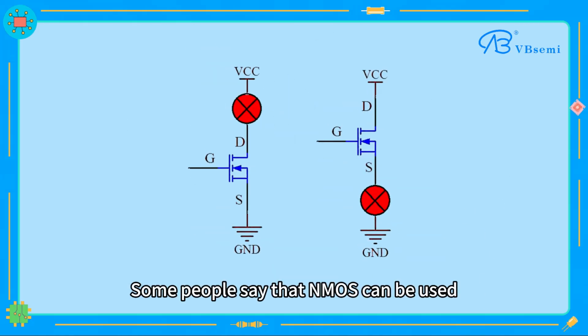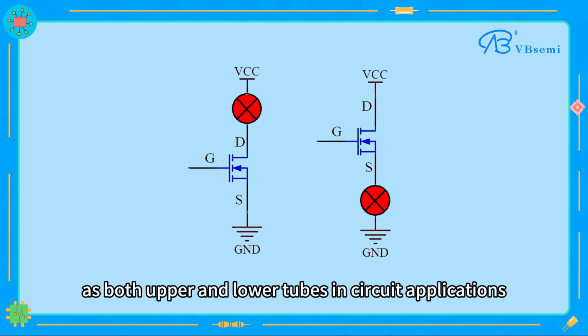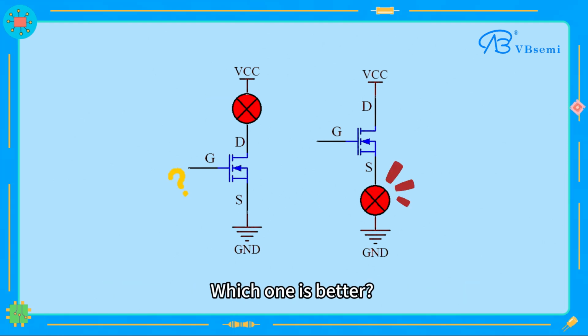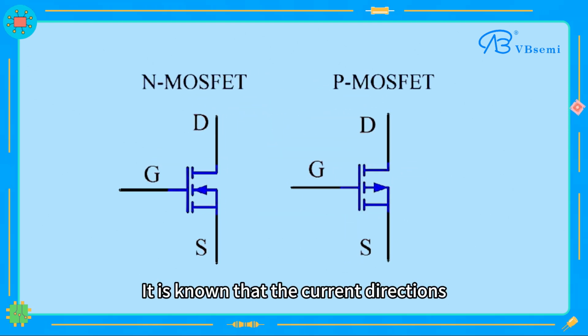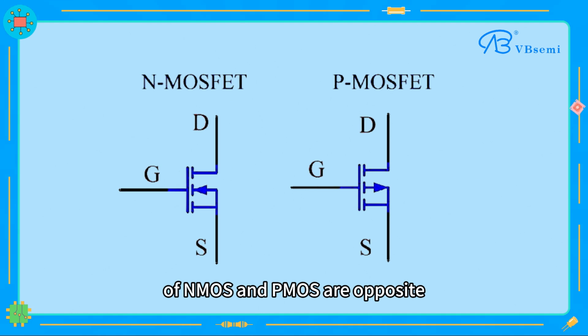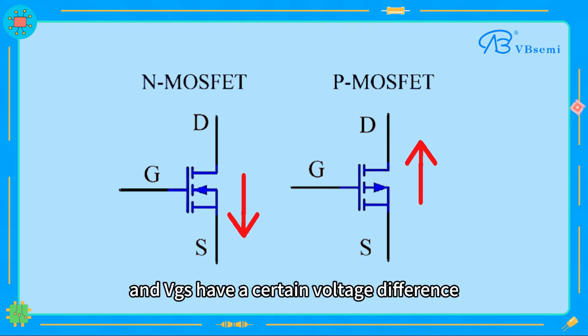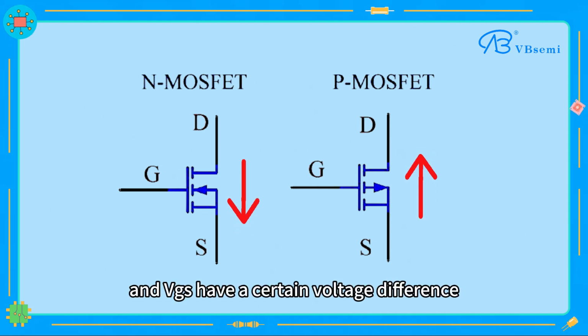Some people say that NMOS can be used as both upper and lower tubes in circuit applications. Which one is better? What is the difference between the two?